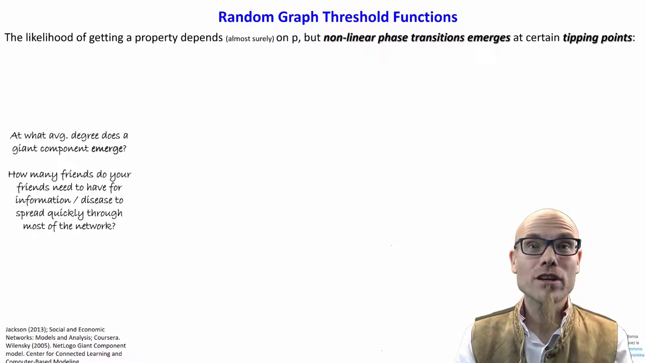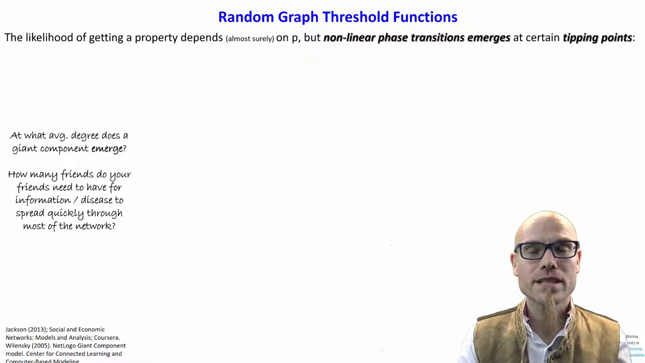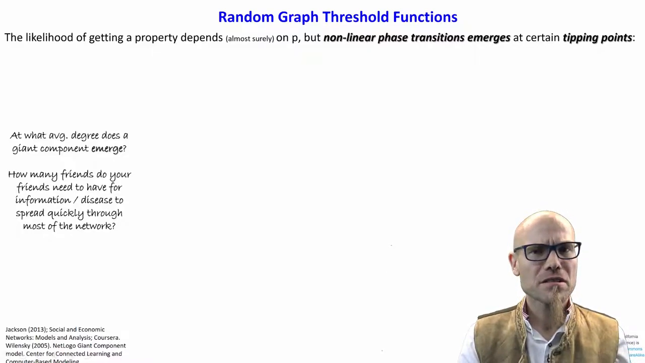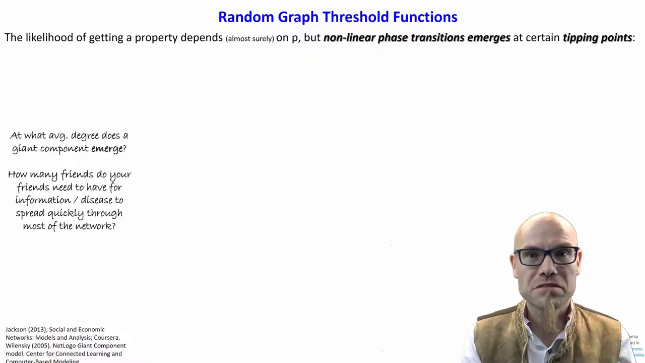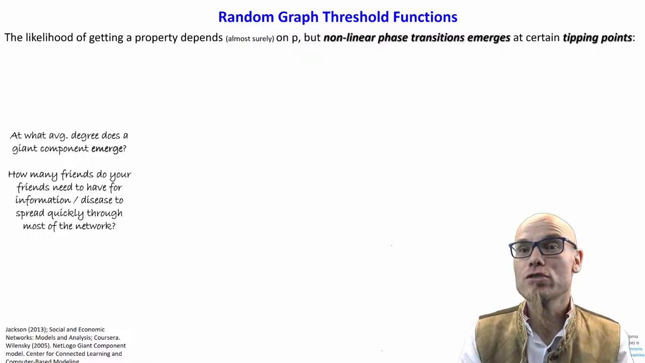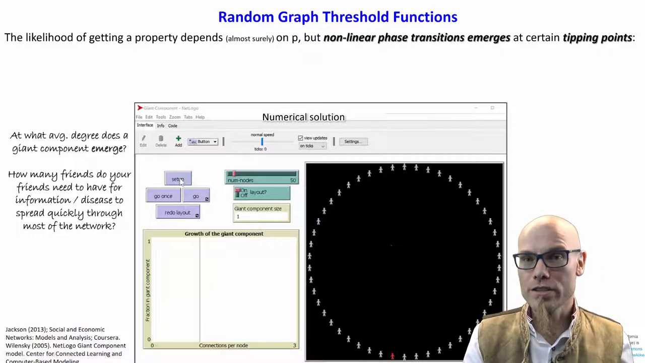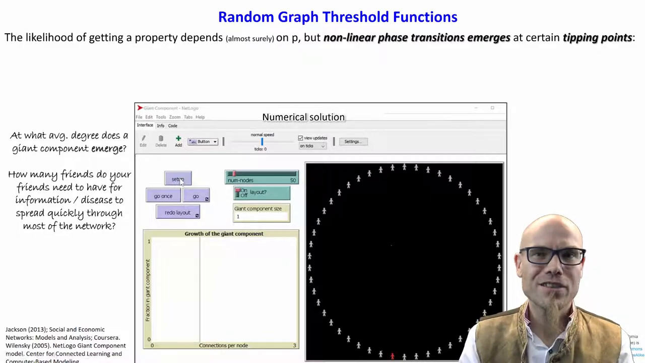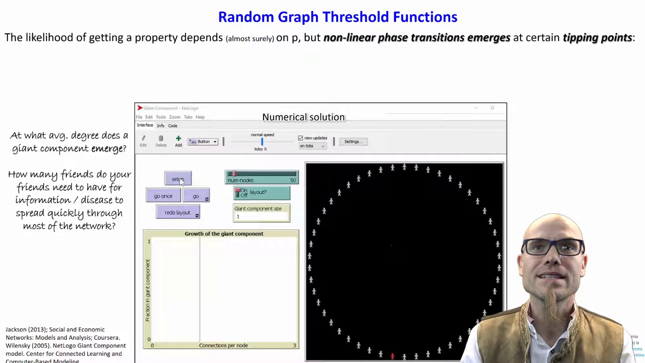Let's do a numerical simulation, and by simulating a lot of random networks, see what we find on average. What's the average degree that we need in order for this giant component to emerge? Very straightforward, we just simulate many times. I use a software called NetLogo, which we will use a lot today and also in other lectures. It makes it very easy to simulate these kinds of things.